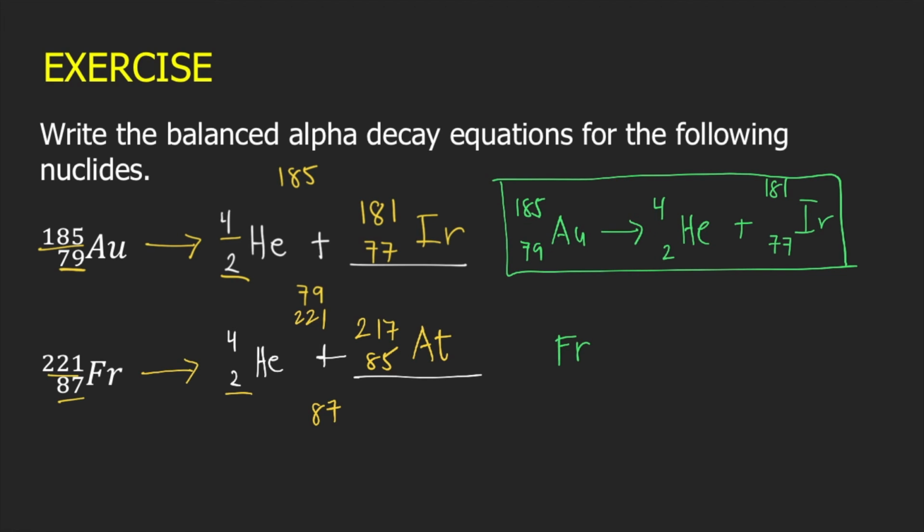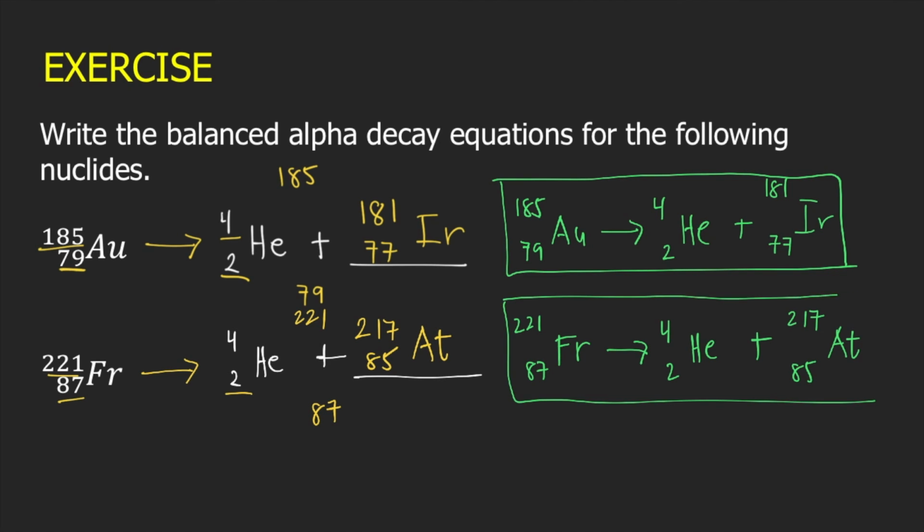So let's just rewrite the balanced equation. That's francium 221. It decays into an alpha particle plus astatine 217. So this is the answer to the second part.